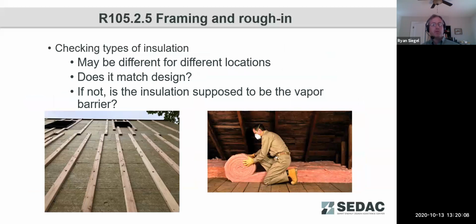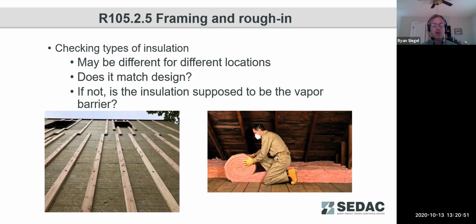So similar for our footing and foundations, we need to check the types of insulations that are used. It's not uncommon where, as part of building design, different locations use different types of insulation. Here we see a building where they've decided to use stone wool product on the outside for exterior insulation, and this could be paired with fiberglass attic insulation. So that's not uncommon to see different types of insulation, but we want to make sure that the insulation that's installed is matching what the design intent was.